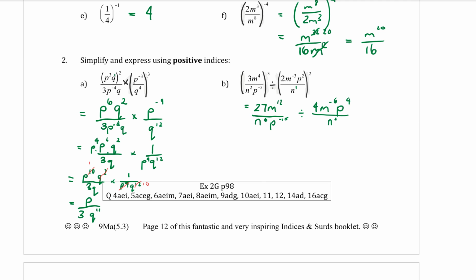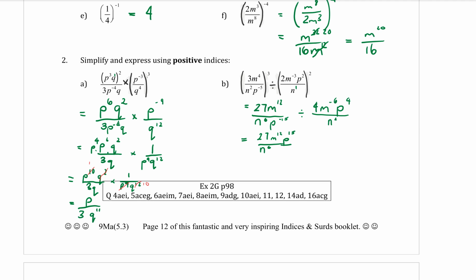All right, next thing to deal with. We have got negative powers in there. Let's deal with those. So we leave all the things with positive powers where they are. So 27 m to the power of 12 over n to the power of 6. But the P to the negative 15, it needs to move up to the top. So let's put it up here, P to the positive 15.